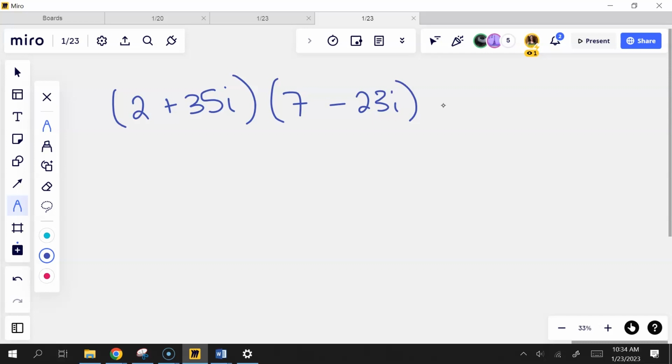How do you know what you're doing? Well, there's nothing in between it. And so that's implied what? Multiplication. Mark, set, go.